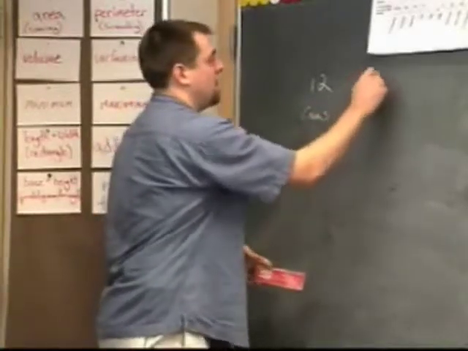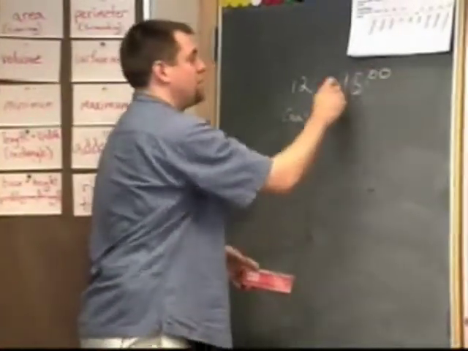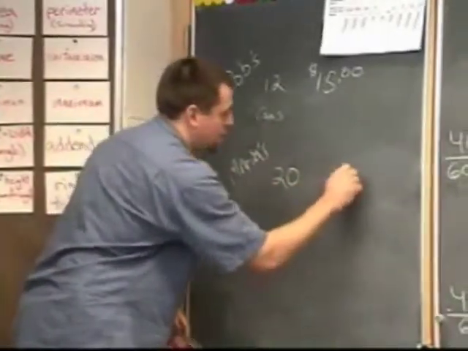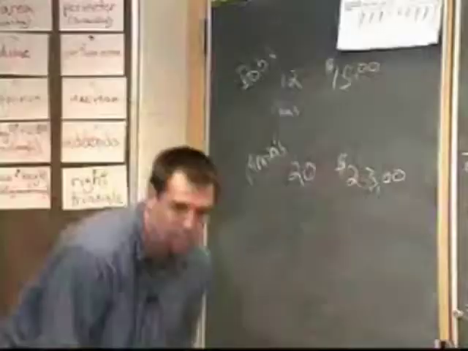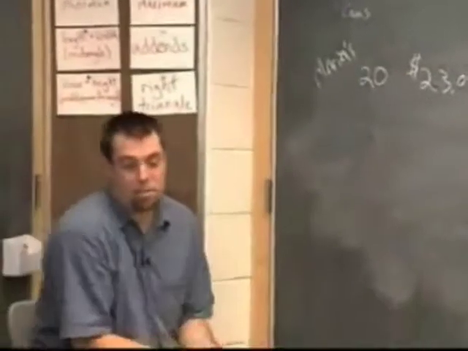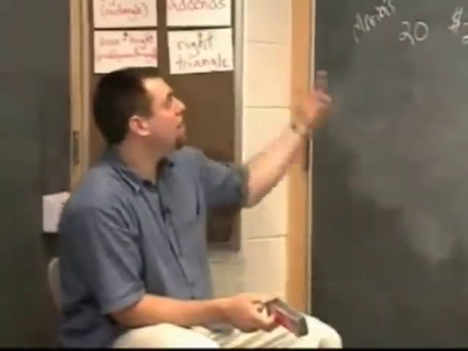The problem is, at Bob's Store, they'll sell me 12 cans for $15. And at Maria's, they will sell me 20 cans for $23. So I could go to either one of these stores. They're both in my neighborhood, but I want to figure out which one's the best deal for me.